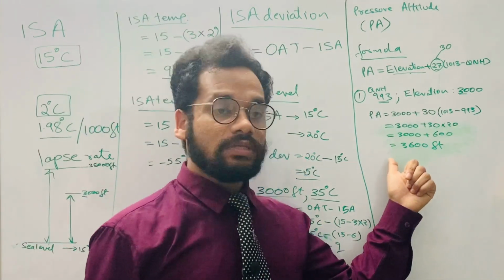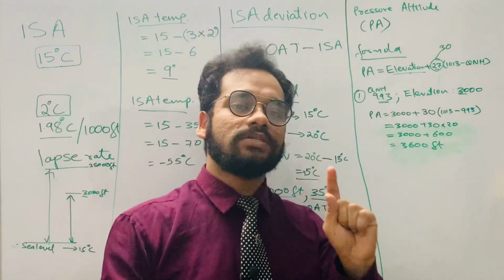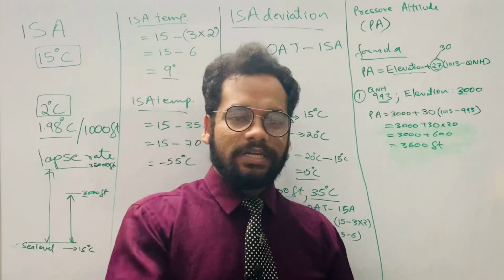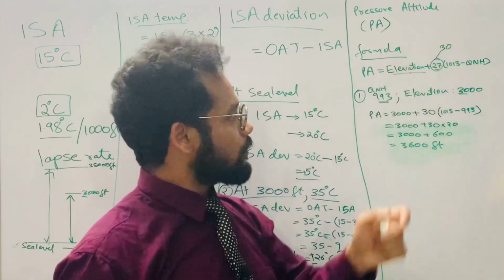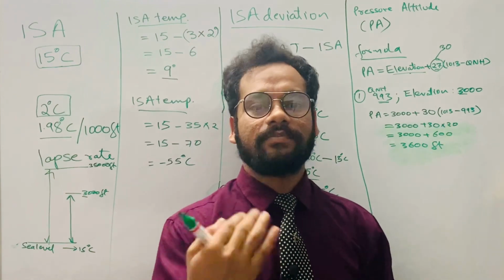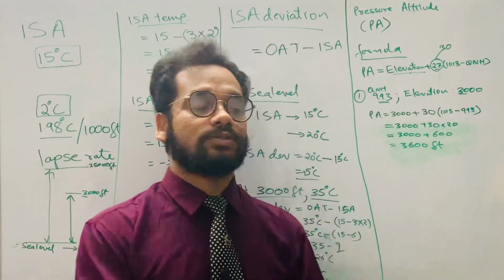So this is the other way to calculate the pressure altitude. What was the first way? The first way was on the pressure altimeter. You just set 1013 and whatever altitude is indicated, that's your pressure altitude. Basically all flight levels are the pressure altitude, for example flight level 300, that's the pressure altitude.